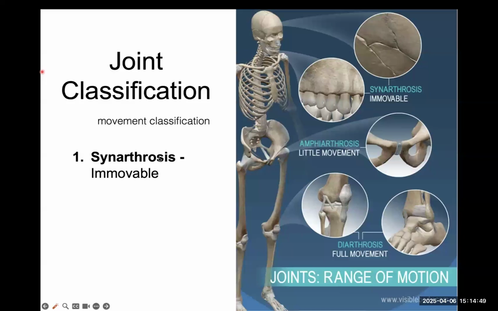Your tooth is a bone, and then the mandible or maxilla is another bone, and they're joined together so tightly that they don't move. That's immovable. Another one would be your skull. Your skull bones are connected together. There are going to be sutures there, but obviously your skull bones don't move. They're considered to be synarthrosis or immovable joints.